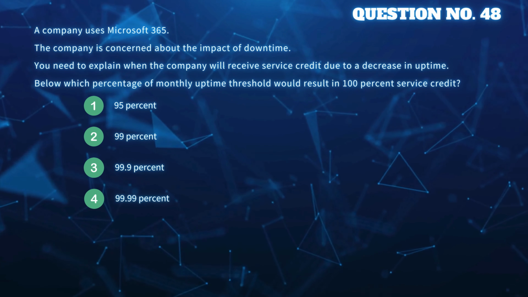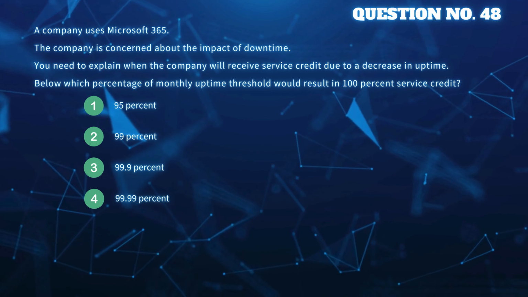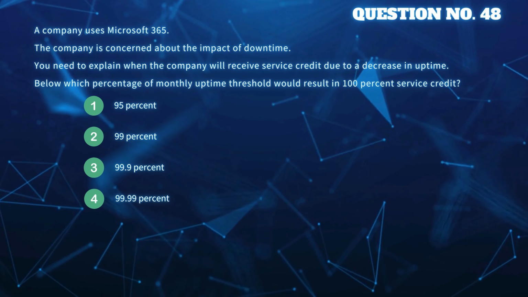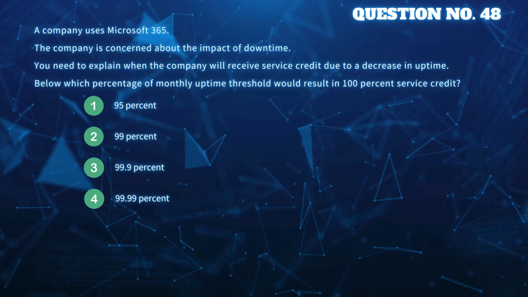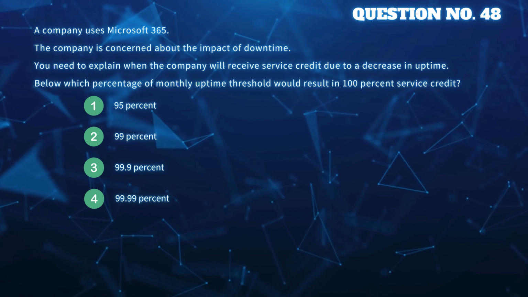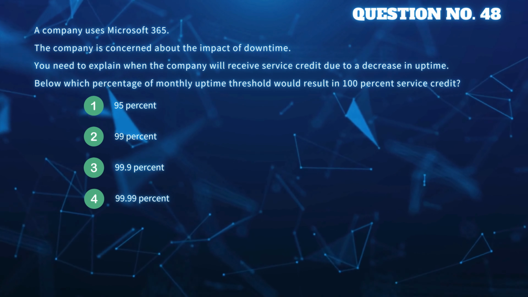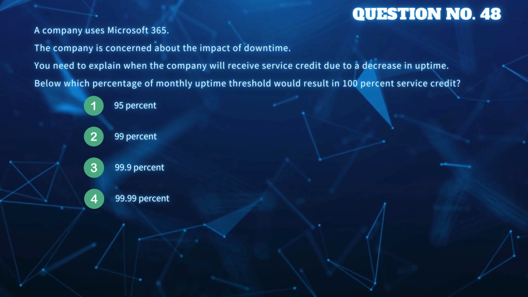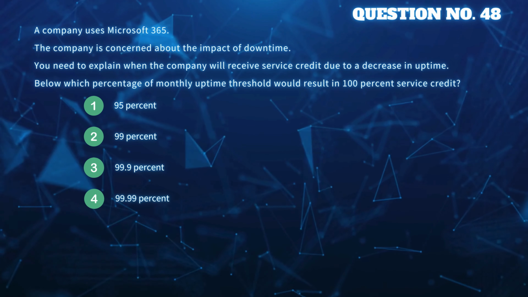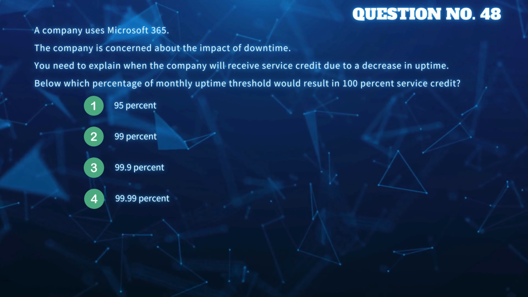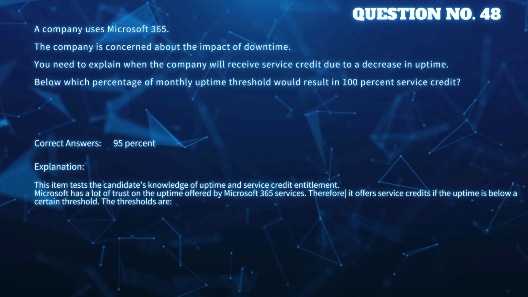Question 48. A company uses Microsoft 365. The company is concerned about the impact of downtime. You need to explain when the company will receive service credit due to a decrease in uptime. Below which percentage of monthly uptime threshold would result in 100% service credit? Option 1, 95%. Option 2, 99%. Option 3, 99.9%. Option 4, 99.99%. Correct answer: 95%.